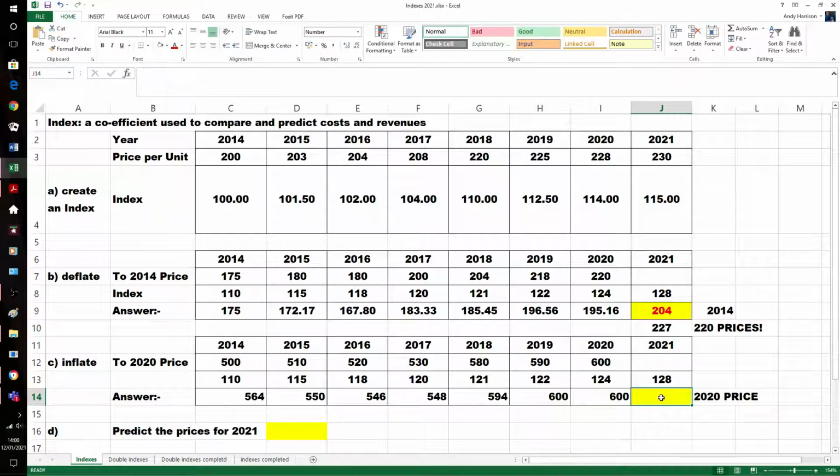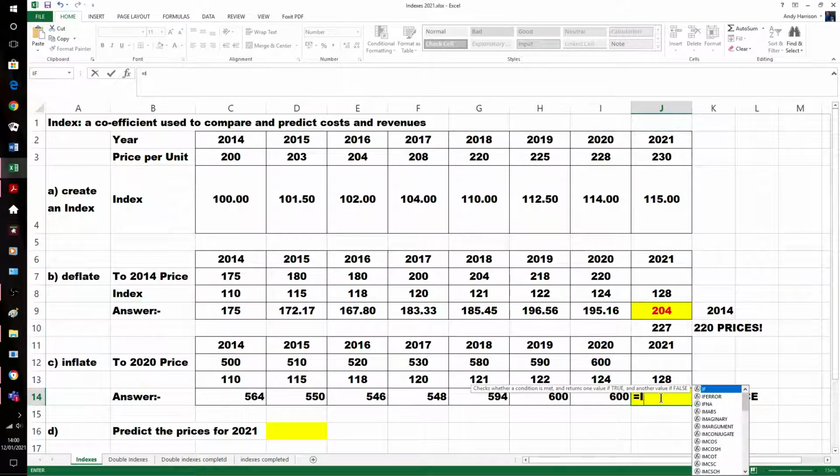So we paid 600 last year, which is divided by its index and then times it by the index for this year.